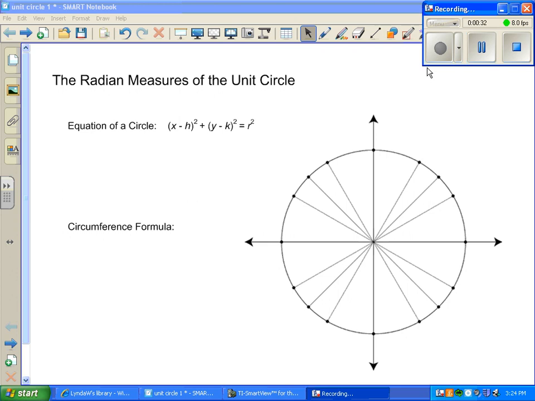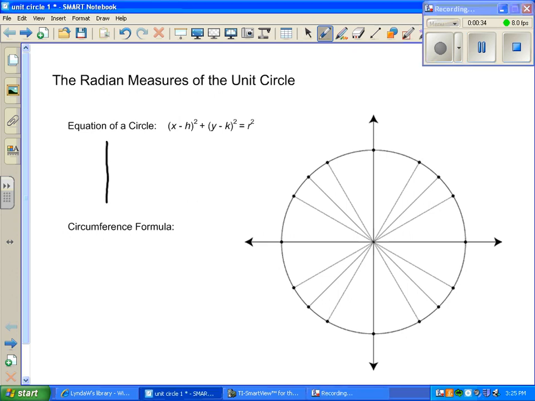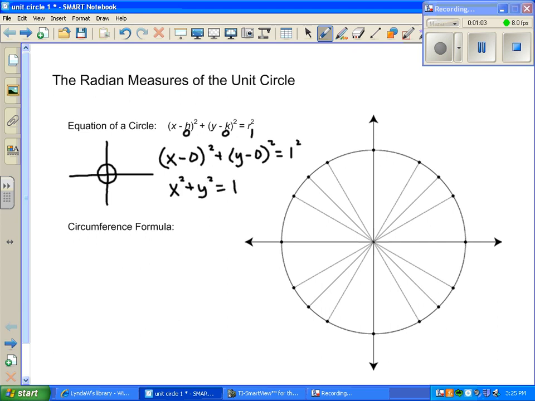So first of all, the unit circle is simply a circle on the coordinate grid with a center at the origin and a radius of 1. If you think about the standard form of the equation of a circle, if I substitute in 0, 0 for my center, h and k, and a radius of 1, I end up with x minus 0 quantity squared plus y minus 0 quantity squared equals 1 squared, or simply x squared plus y squared equals 1. So this gives us an equation for all the points on a unit circle.